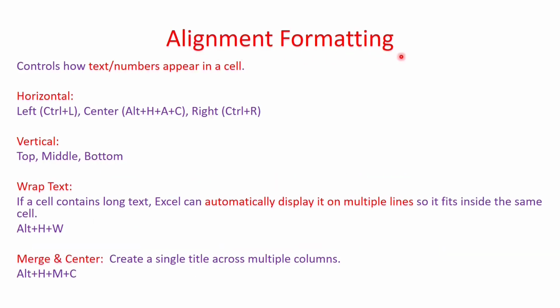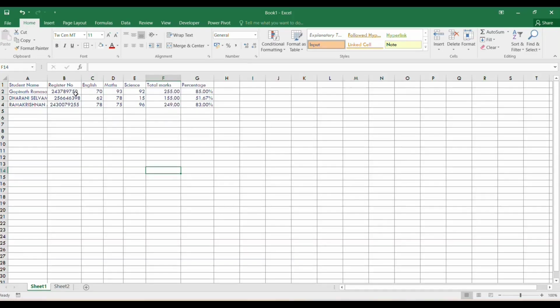Next, alignment formatting. Alignment controls how text and numbers appear inside a cell, both horizontally and vertically. To access the alignment tools, go to Home, then select the Alignment group on the ribbon. You will find the following options: horizontal alignment. This decides how data is placed left to right inside the cell. The main options are left alignment, center alignment, and right alignment.